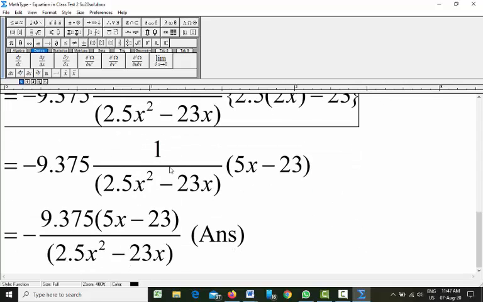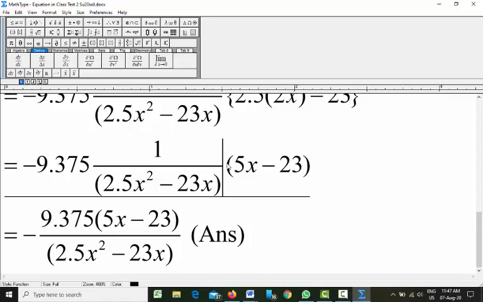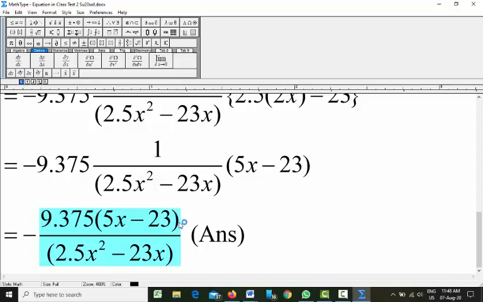Now this 5x minus 23 is in the upper part. This one will get multiplied by 1, so we will have 5x minus 23 in the numerator. And this 9.375 is also in the numerator, so we will have 9.375 multiplied by 5x minus 23 in the numerator, and in the denominator we will have this, with a minus in front. So that's the answer.